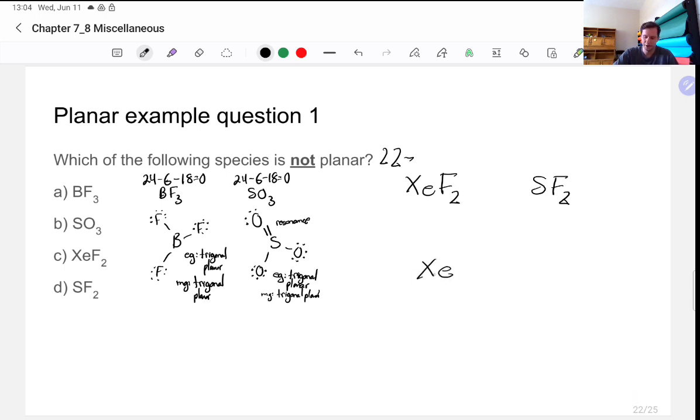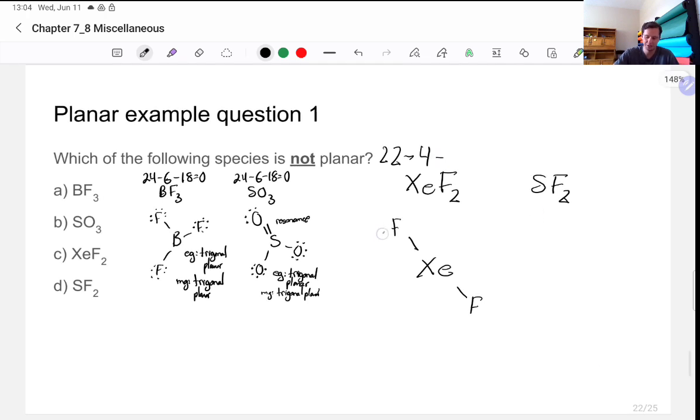And so I can write my basic structure with the xenon and the fluorines there. So that's minus 4 electrons from the 2 single bonds. And then I'm going to put in my lone pairs, 6 on each fluorine. So that's minus 12. That means 6 left over. So that's 3 lone pairs going on the xenon here.